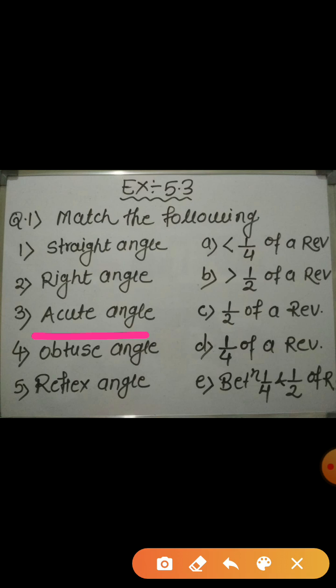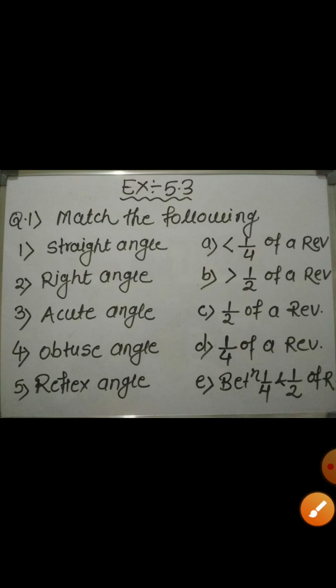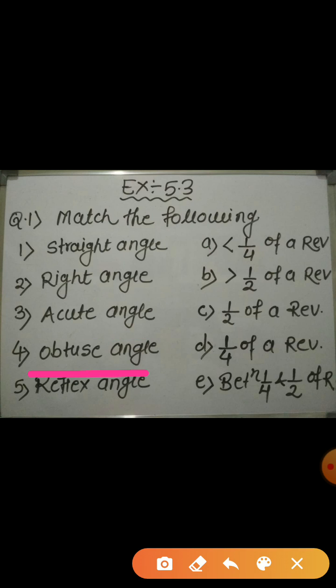Now the third one, it's acute angle. Acute angle is always smaller than right angle. It means acute angle is less than 1/4 of a revolution. So the correct pair of 3 is A. Now the next one, it's an obtuse angle. Obtuse angles are always larger than right angle but smaller than straight angle. So obviously obtuse angle is bigger than 1/4 revolution but less than half of a revolution. So it always comes between 1/4 and half of a revolution. So the correct pair of 4 is E.